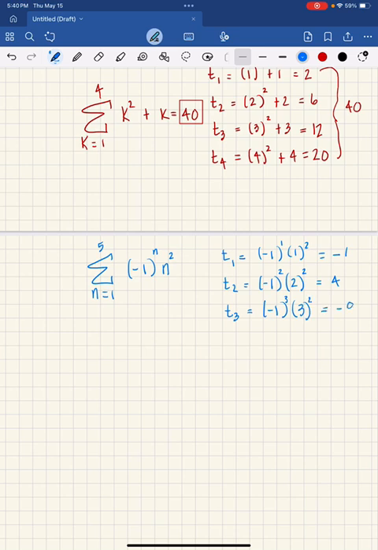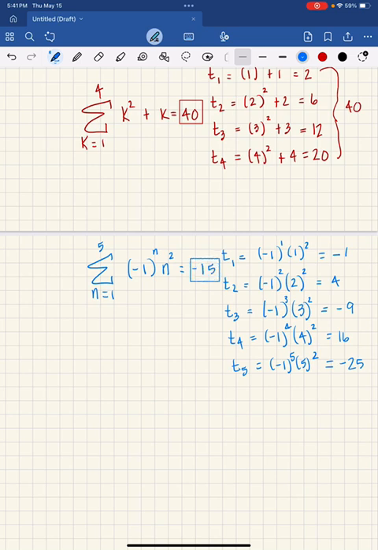The third term is negative 9. You plug in 4, and that's going to be 16. Then you plug in 5, and that's going to be negative 25. Then we're going to add those all together. So I'm going to get negative 1 plus 4 minus 9 plus 16 minus 25, which is negative 15. Okay, this is special.